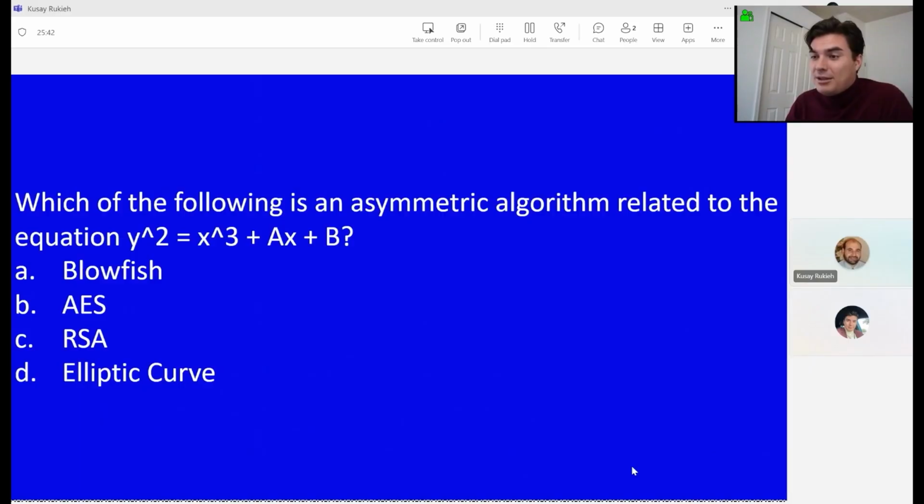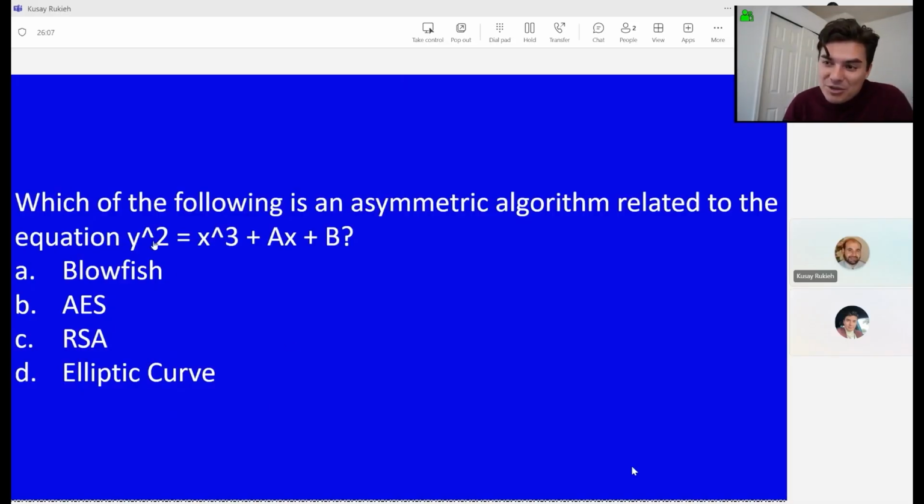Related to the equation y squared equals x to the third power plus ax plus b. That kind of looks like a one-sided algorithm to me, versus a symmetric side. So I'm going to say RSA is asymmetric. Is that correct? That's a good one. You picked an asymmetric, correct? Yep. Who's another one asymmetric?